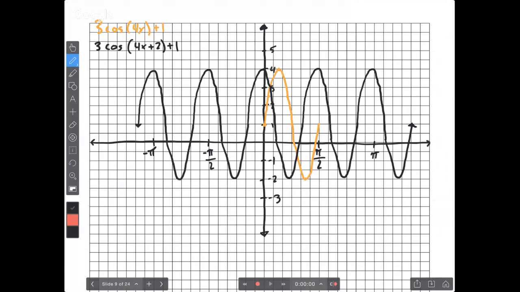And they asked me to find domain and range and verify on a graphing utility. So I can see domain, the set of values x, such that x equals all real numbers. And I know range. It goes from -2 up to 4.